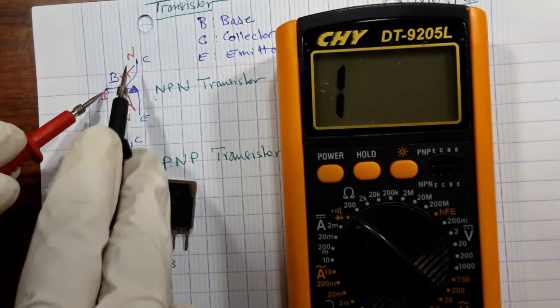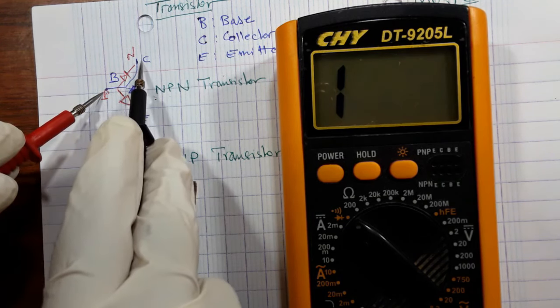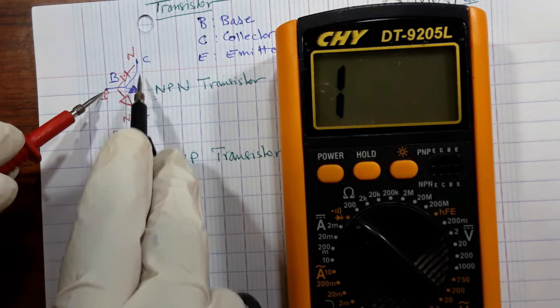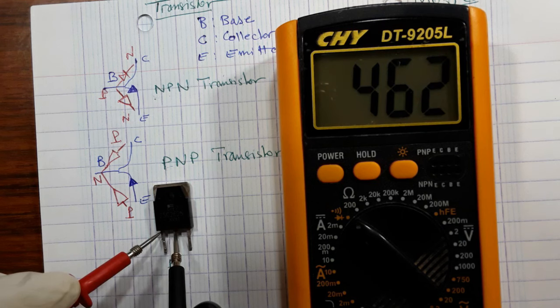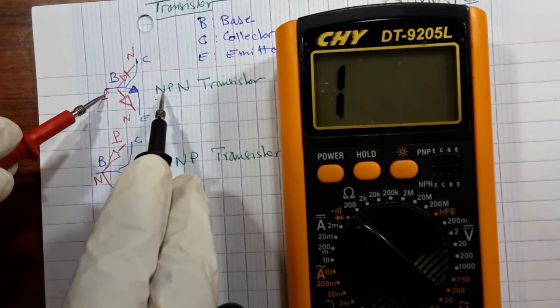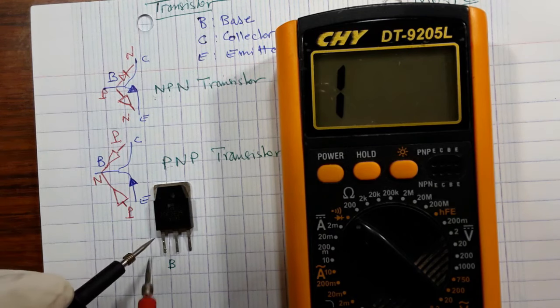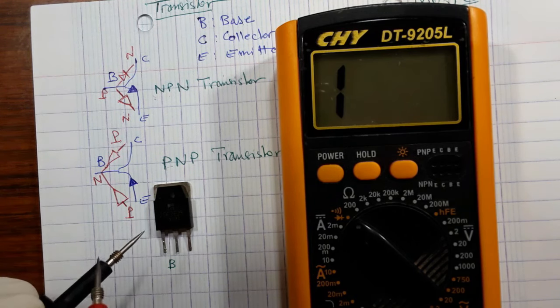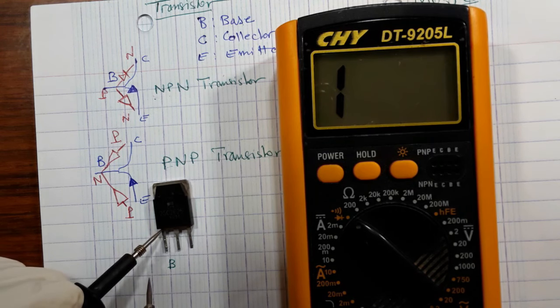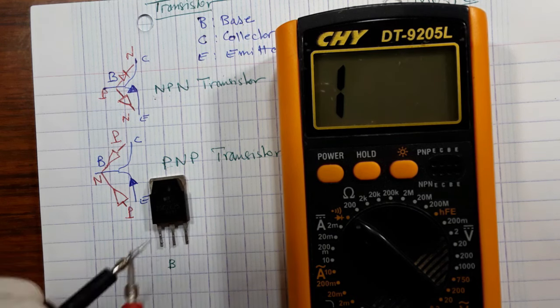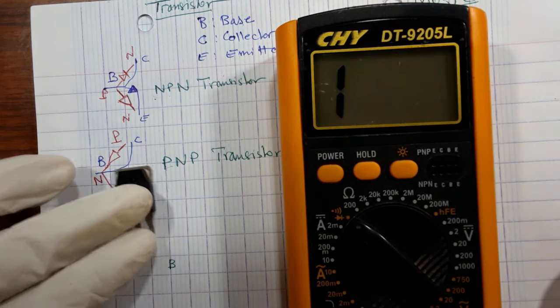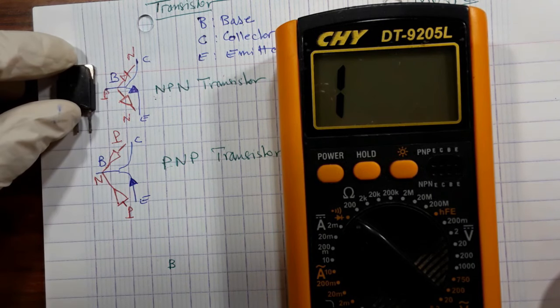So this is NPN, because we do it like that. As you see, this is P. We have red here, we have also red here, which means this is NPN. Okay, if I change the probes, if I put the red or the black probe here, we should not get any reading. So let's check. No reading, no reading. Okay, good. So this is a PNP transistor. Let's put it here.